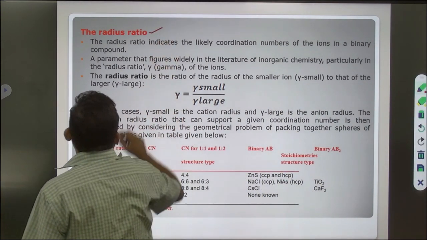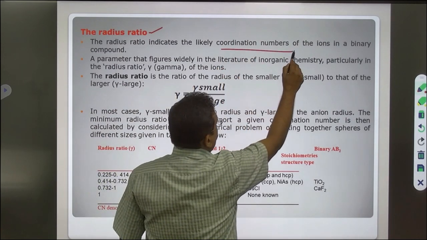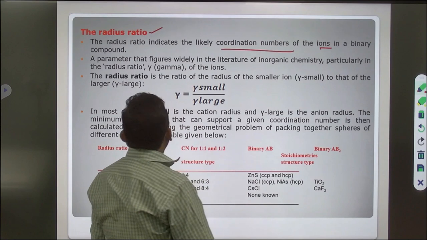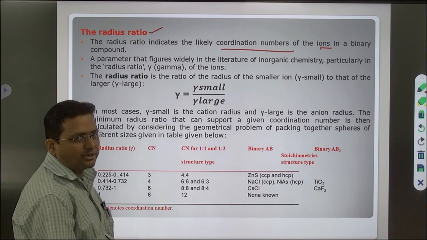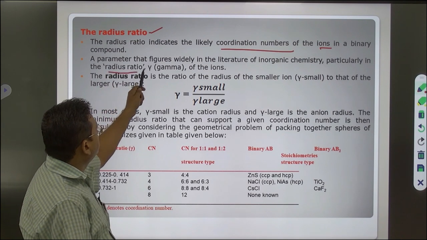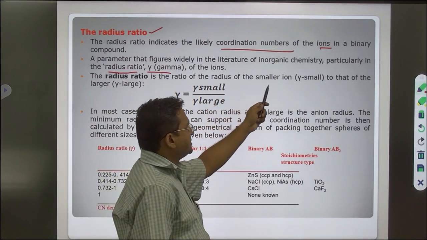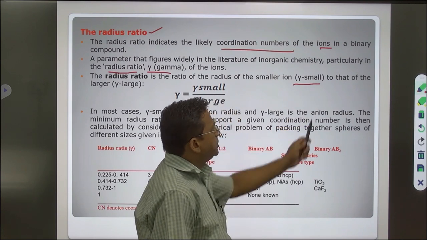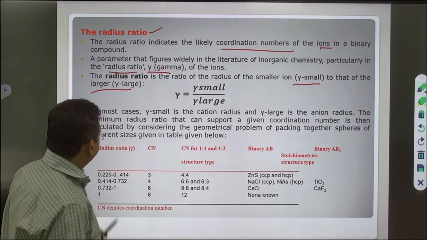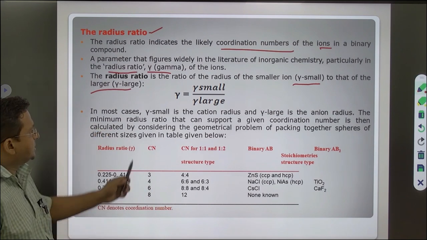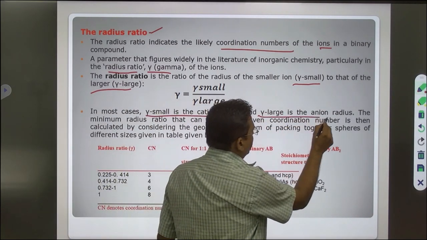Radius ratio rule. The radius ratio indicates the likely coordination number of ions in binary compounds. The parameter that figures widely in the literature of inorganic chemistry is the radius ratio, gamma, of the ions. Radius ratio is the ratio of the radius of the smaller ion, gamma small, to that of the larger, gamma large. Gamma is gamma small upon gamma large.